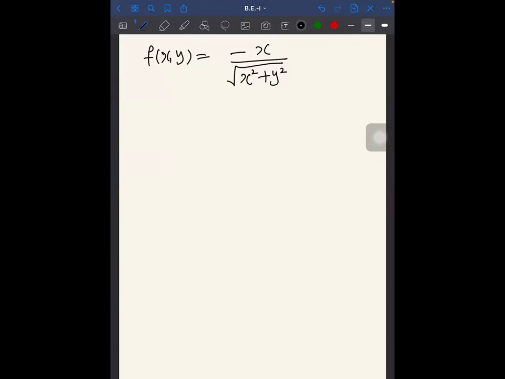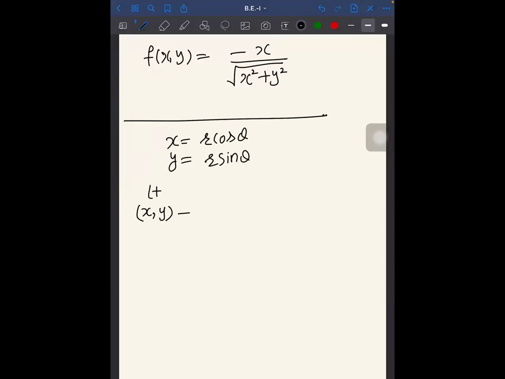Sometimes questions can be done through polar coordinates as well. Most of you have done polar coordinates in your +1, +2, putting x equal to r cos theta and y equal to r sin theta, right? Yes, sir. Okay, so these questions can also be done by using this. I'm just doing a few of them.